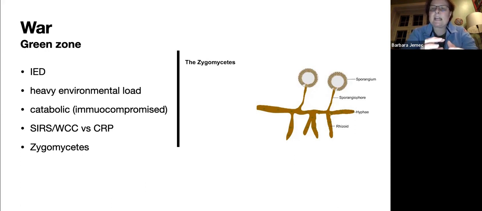If you take the normal parameters for infections such as SIRS, the inflammatory response, or look at white count, which is usually normal unless you have an abdominal injury as well, then it's probably better to look at the CRP count to see how it's going.